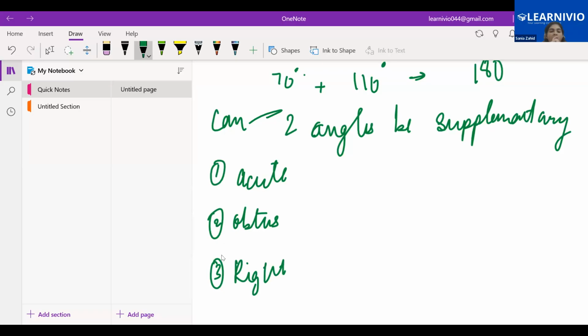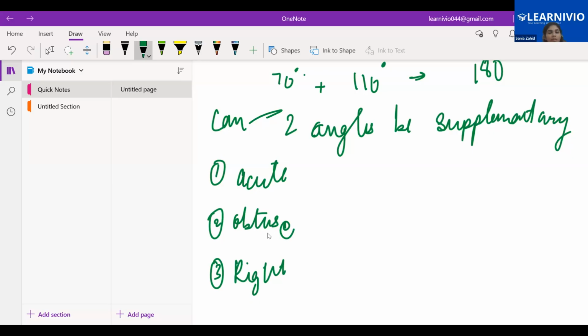Acute angles should be lesser than 90. What is the meaning of obtuse angles? Which are greater than 90 degrees. What is the meaning of obtuse angles? Which is greater than 90 degree. What is the meaning of right angles? It should be equal to 90. Yeah, equal to 90 degree.